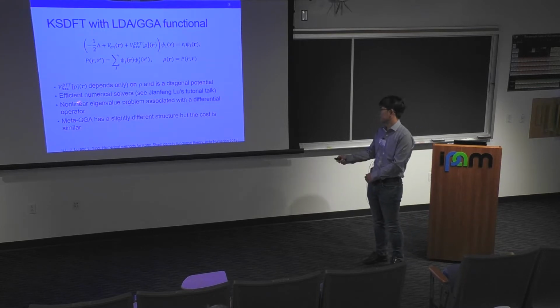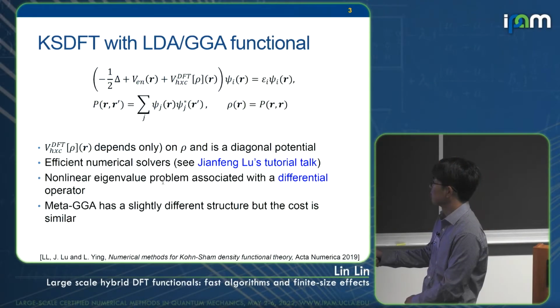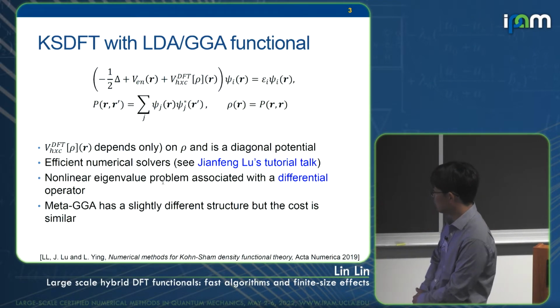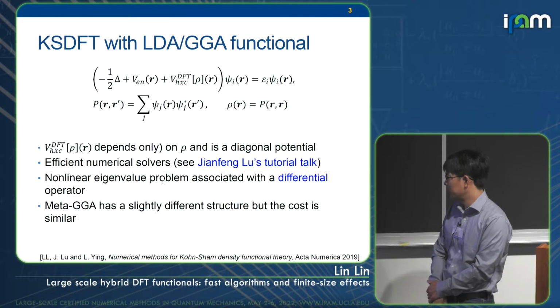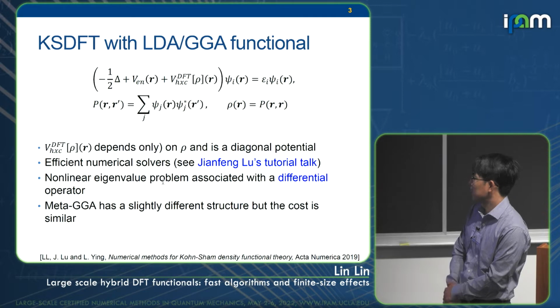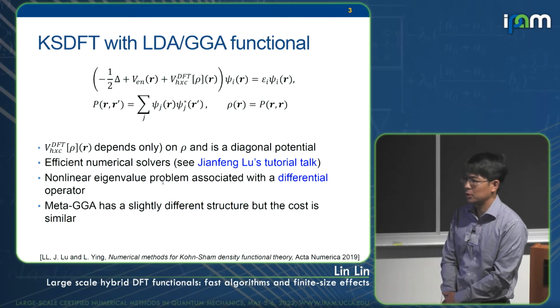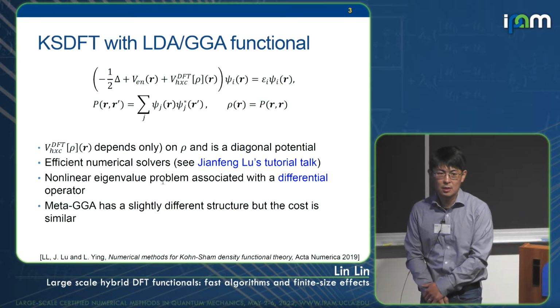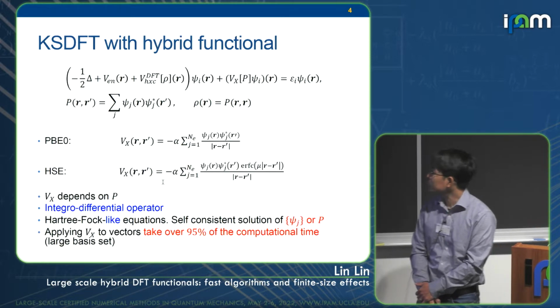For example, Chen Feng gave a very nice tutorial talk on efficient numerical methods two months ago. It's a nonlinear eigenvalue problem associated with a differential operator, differential because it's mostly Laplacian plus the diagonal potential. The meta-GGA is slightly different in the sense that it might modify this Laplacian a little bit, but the structure is pretty much the same, and the cost for solving this problem is similar.